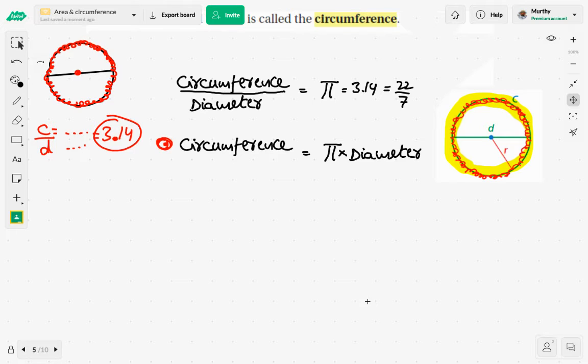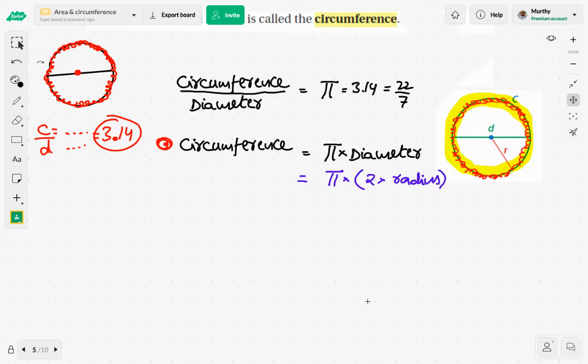We have another formula too, so let me explain that. So pi times diameter, and diameter is twice the radius. It is twice the radius, right?